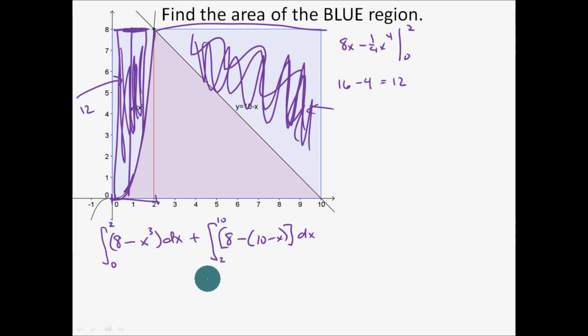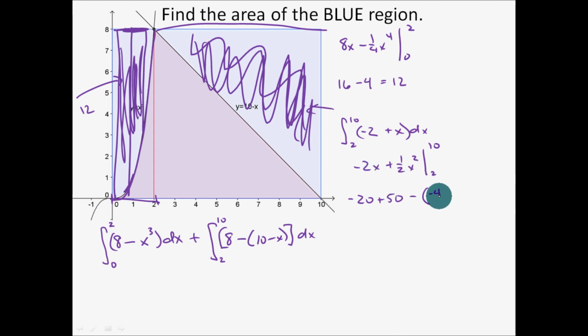Okay, I'm going to simplify a little bit here. So we want to take the integral from 2 to 10. 8 minus 10 is -2, and then 8 minus negative x, so minus negative x is going to be plus x. All right, so we want to take the integral of that one. Okay, so we're going to have -2x plus 1/2 x squared evaluated from 2 to 10. So let's plug in 10. When we plug in 10, we get -20. 10 squared is 100. Half of that is 50. I'm going to do subtraction. Plug in 2, get -4. Plug in 2. 2 squared is 4. Half of that is 2.